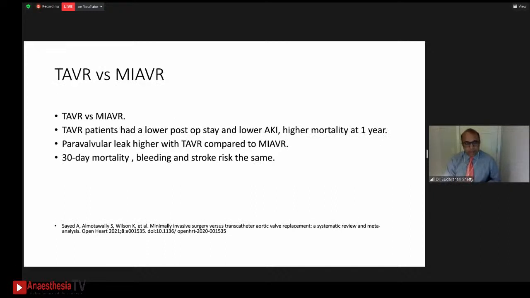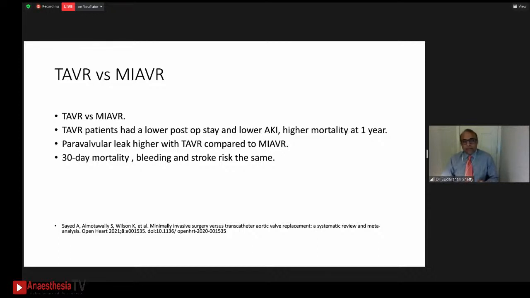One of the questions that's been asked is, how does the minimally invasive aortic valve replacement compare with TAVRs? Nowadays, TAVR is getting more and more prevalent. And this is a comparison between TAVR and minimally invasive aortic valve replacement. The patients who had TAVRs in general had a lower post-op stay duration, lower incidence of AKI, but a higher mortality at 1 year. The paravalvular leak was higher with TAVI compared to the minimally invasive aortic valve replacement, but the 30-day mortality, bleeding, and stroke risk is the same.